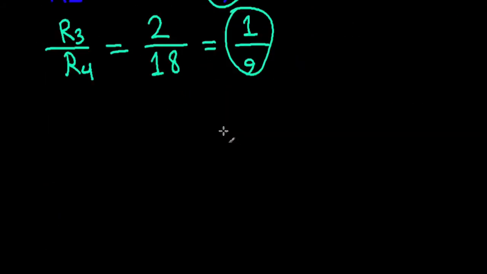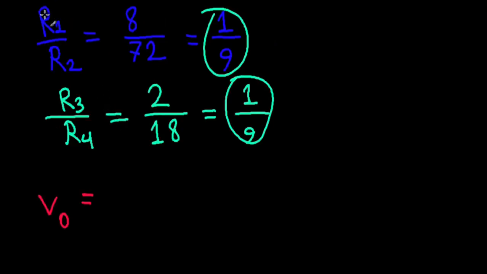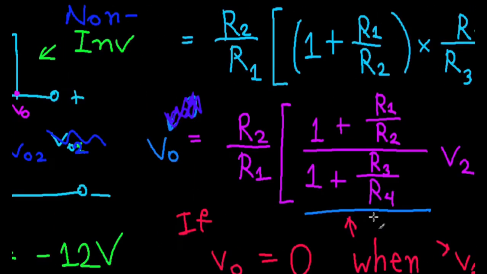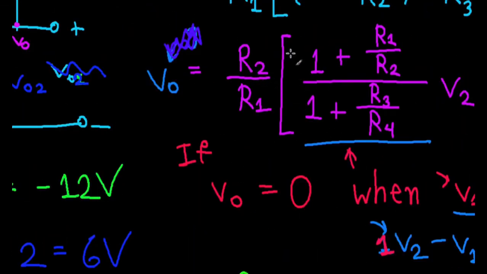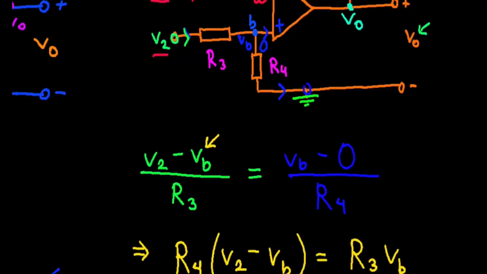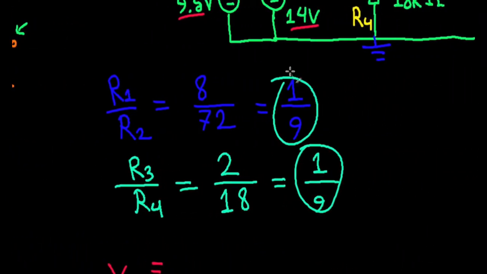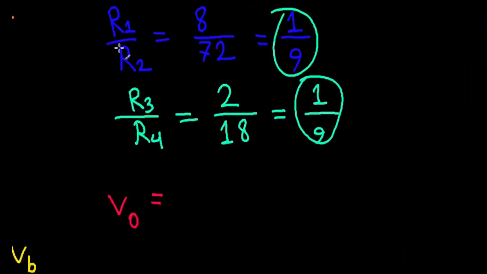So let's actually solve this problem. The output voltage, which is what we need to find, is going to be equal to R2 by R1. We need to be careful here. In that formula right there, we have R2 divided by R1, the factor outside. So we are not going to have 1 by 9. It's actually the inverse of this. So we are going to have 9 right here, multiplied by V2 minus V1.